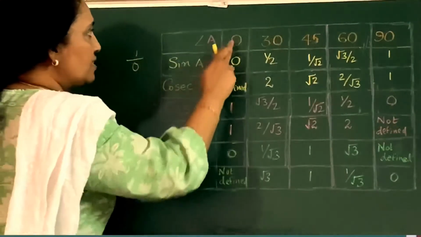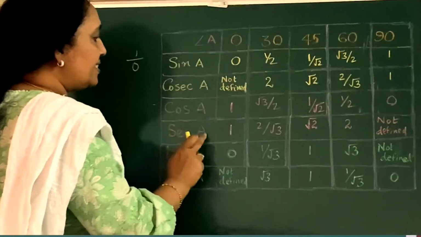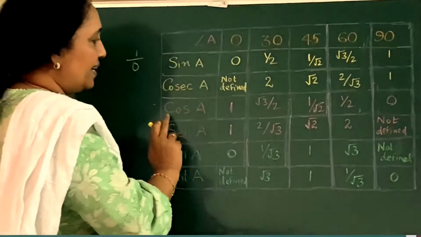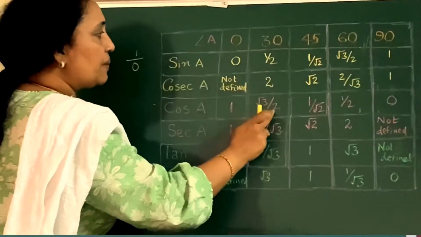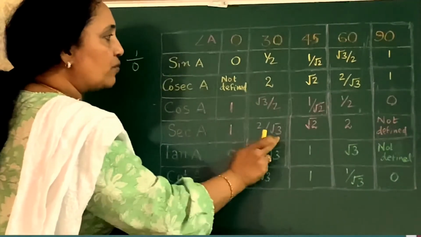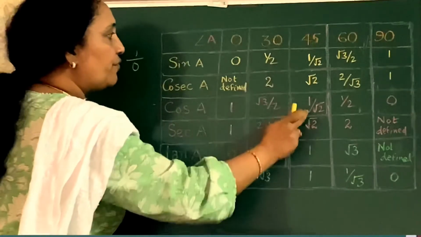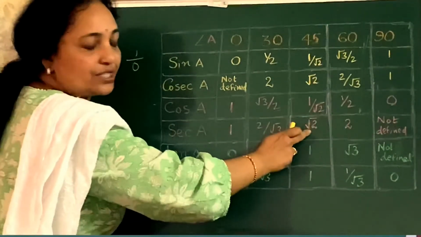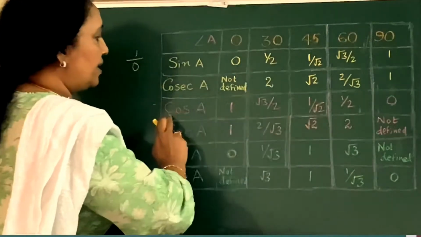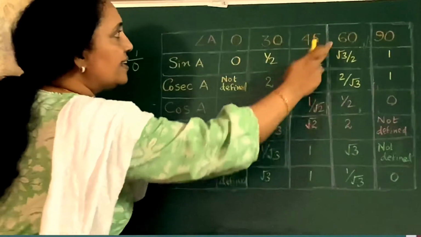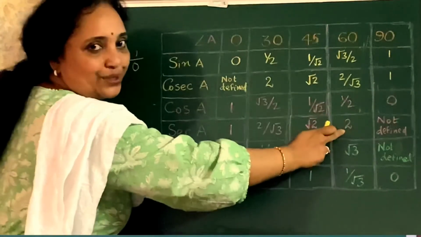Similarly, cos 0 is 1. Sec 0 is also 1, that means 1 by 1. Then cos 30 is root 3 by 2. Sec 30 is the reciprocal of this, that is 2 by root 3. Cos 45 is 1 by root 2. Sec 45 is root 2 by 1, that is root 2, the reciprocal of this. Then cos 60 is 1 by 2. Sec 60 is 2 by 1, that is 2.